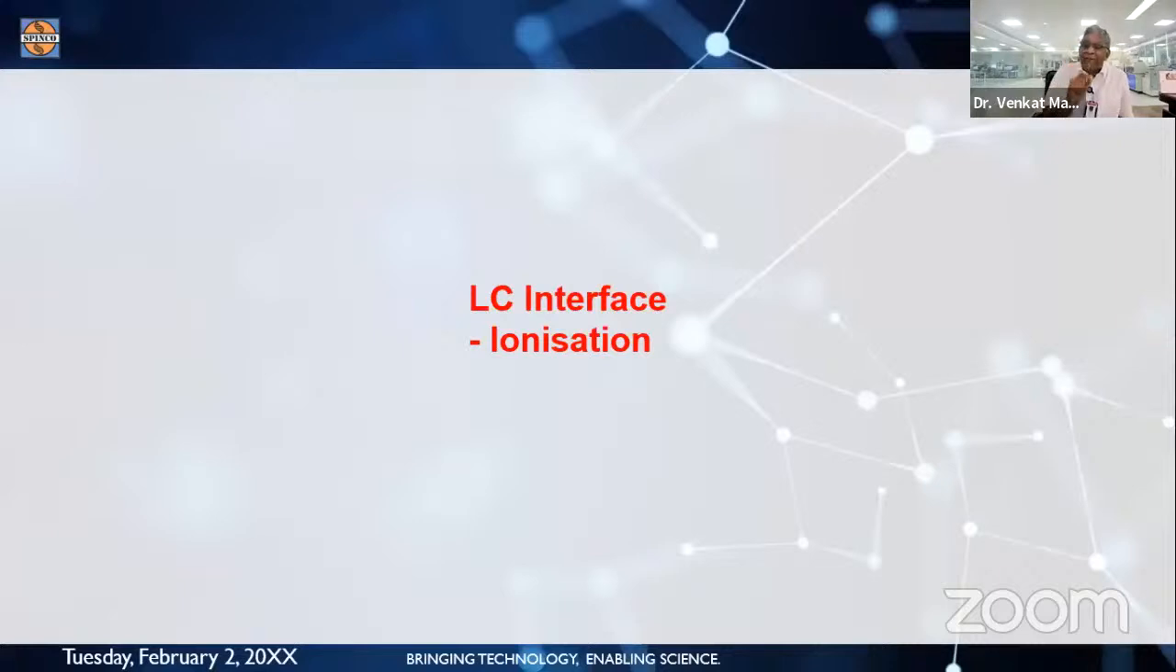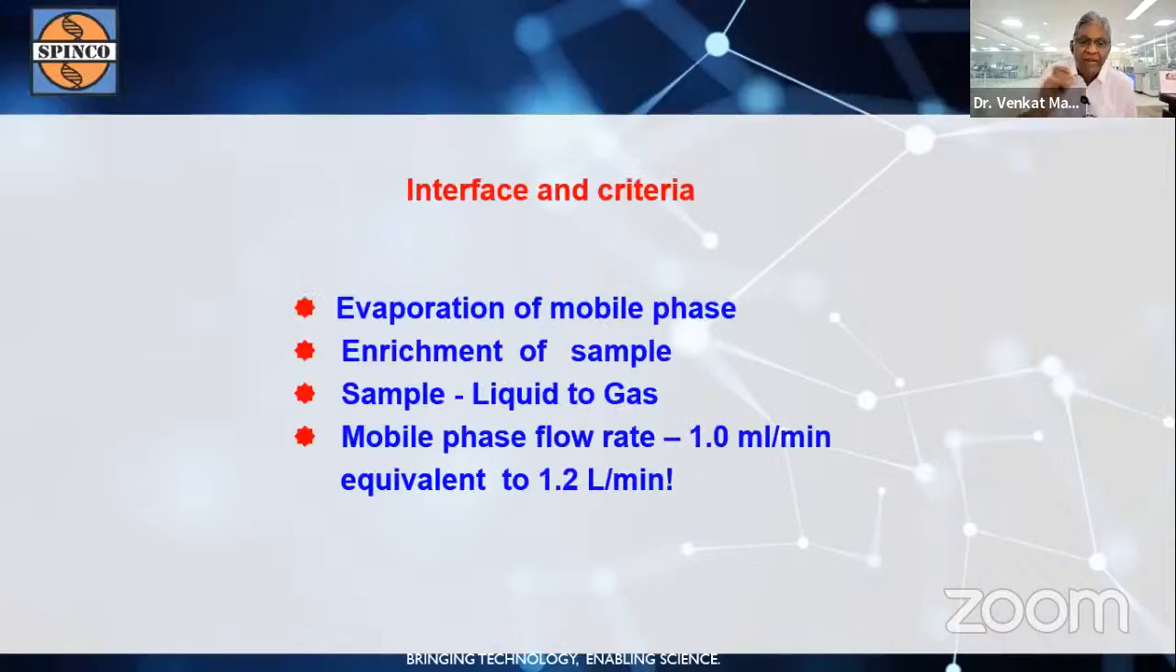That one more job is to convert the liquid mobile phase into a gas along with the compound, and then remove the gaseous molecules of the mobile phase. Then enrich your sample and do ionization. Therefore, the gas chromatography interface does 3 jobs. The liquid chromatography interface does 4 jobs. Very simple. How to do that? Very simple. Evaporation of the mobile phase, enriching the sample, liquid to gaseous phase, and converting the mobile phase into a gas.